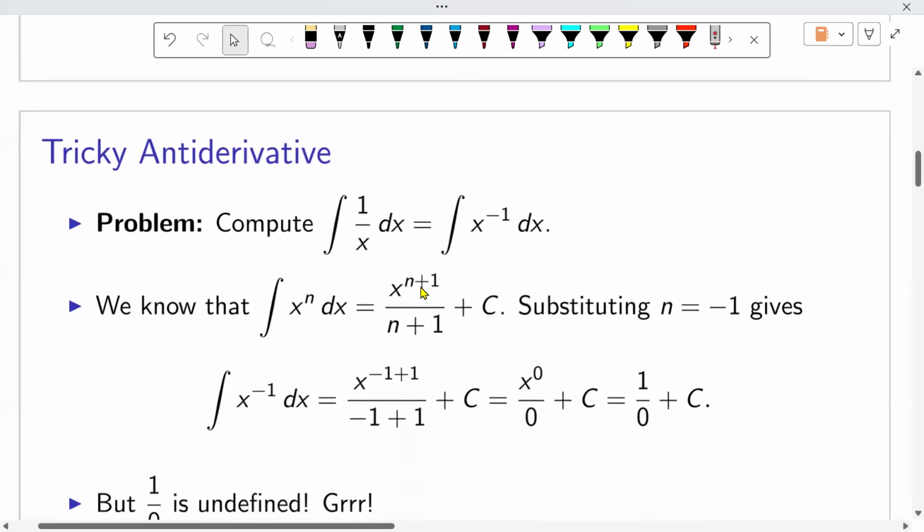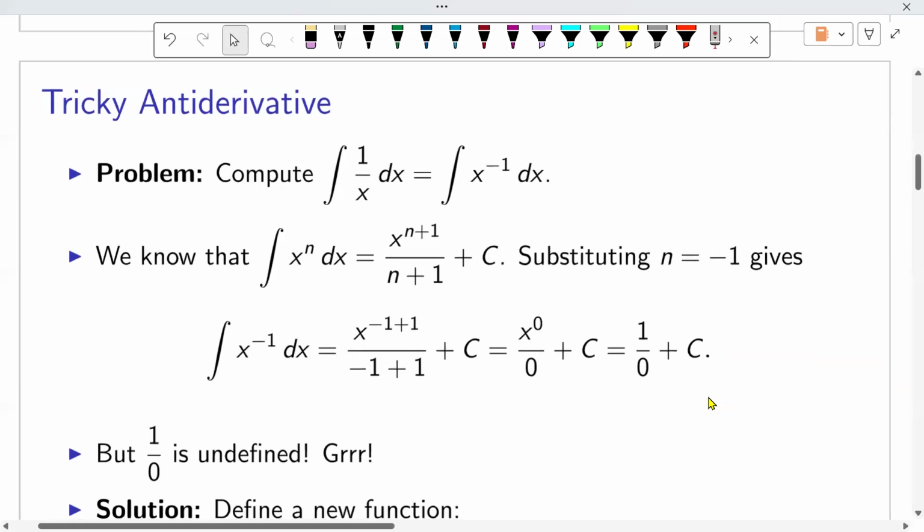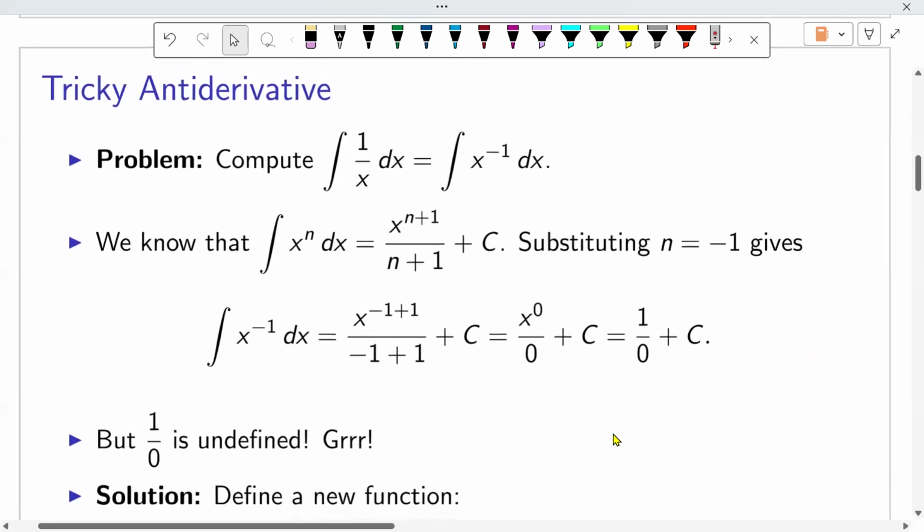So you plug n equals negative 1 here, plug n equals negative 1 there. Well, this thing will simplify to x to the 0. The denominator will simplify to 0. And well, in the end, you get 1 over 0 plus C. And so you get your calculator out and you're like, what is 1 divided by 0 anyways? And you type it in and you get an error. Turns out you're not allowed to divide by 0. It's undefined. Grr.